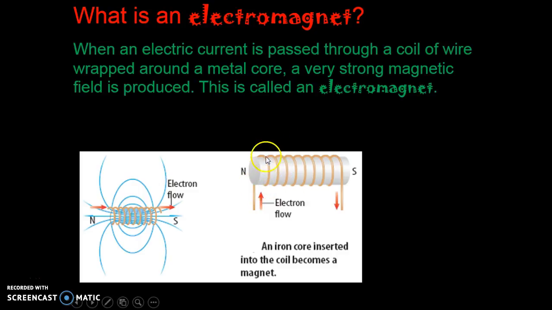So when you pass electrons, you can't just have a core. You can't just have a coil of wire that runs through. You have to actually have current that's passing through, electron flow. But when you have that and you have it wrapped around this magnet, you do get a very strong magnetic field. You can see that here.